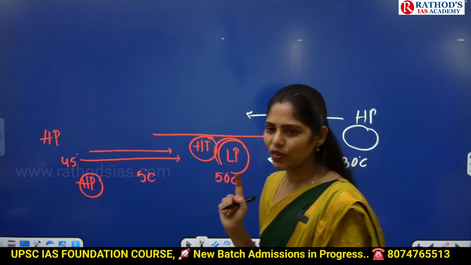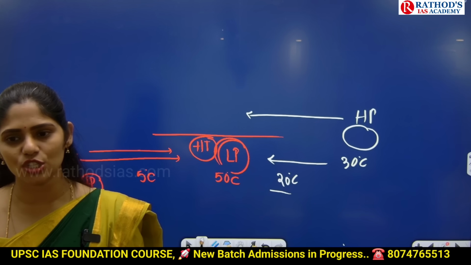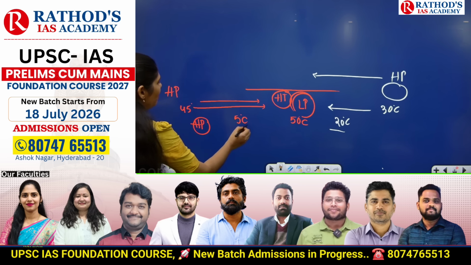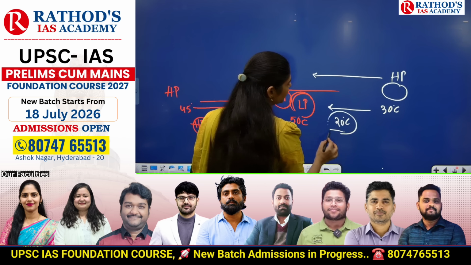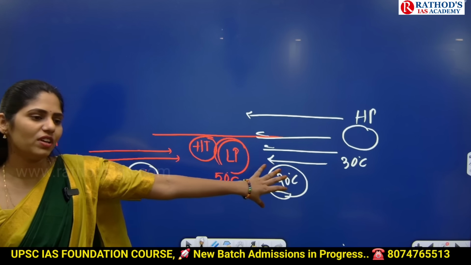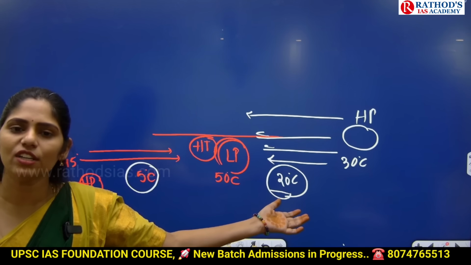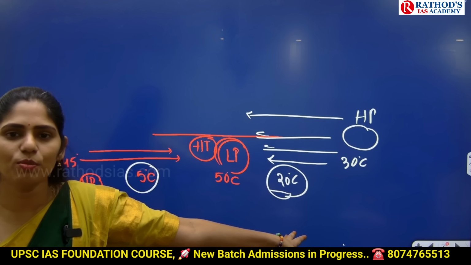Right side. So why? Because based on the change of temperature, we can identify the speed of the movement of wind. Here the difference is only 5 degrees centigrade. Here the difference is 20 degrees centigrade. So wherever there is a very high change in temperature, there we can see the faster movement of winds.